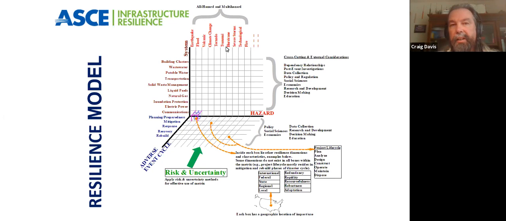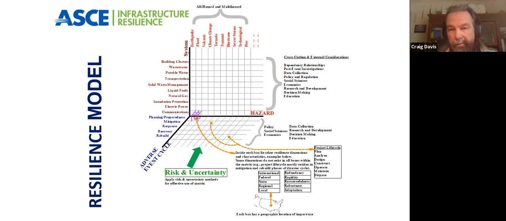So we have all hazards and multi-hazard perspectives. We have a lot of cross-cutting and external considerations on the right side of the screen, meaning dependencies and their relationships, post-event investigations, data, and so on, policy, social sciences, economics. And then we have some other dimensions on the bottom right, where we have the geographic dimensions, which are international, national, state, regional, and local.